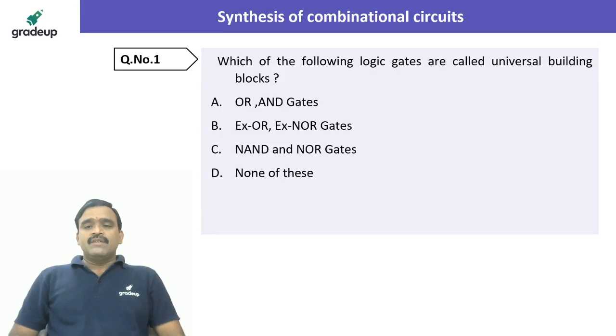Okay. So which of the following logic gates are called universal building blocks? Option A, OR, AND gate. Option B, XOR, XNOR gate. Option C, NAND and NOR gates. Option D, none of these.